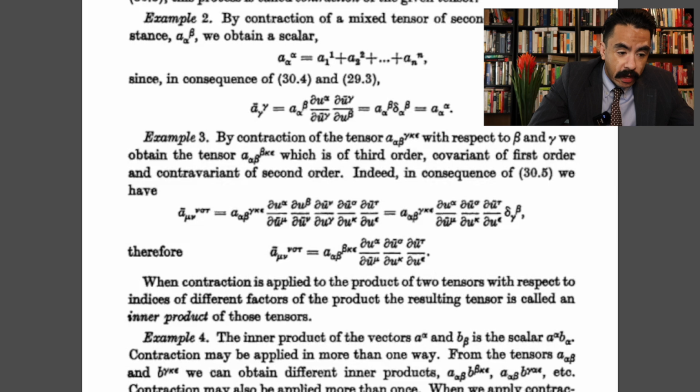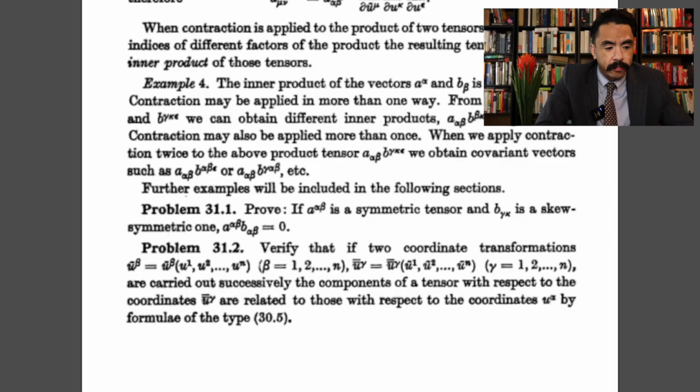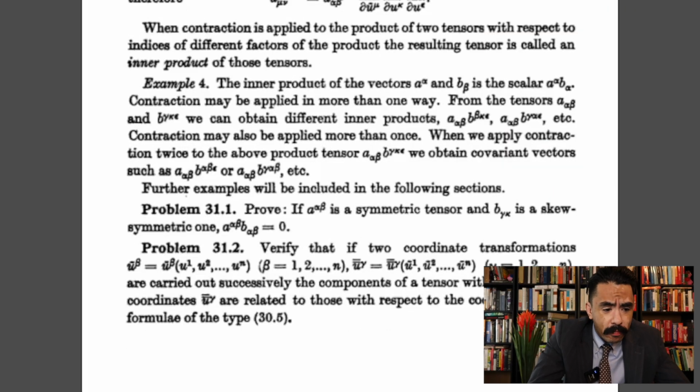When contraction is applied to the product of two tensors with respect to indices of different factors of the product, the resulting tensor is called an inner product of those tensors. Example 4. The inner product of the vectors a superscript alpha and b subscript beta is the scalar a superscript alpha b subscript alpha. Contraction may be applied in more than one way.